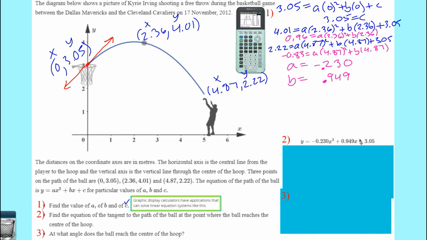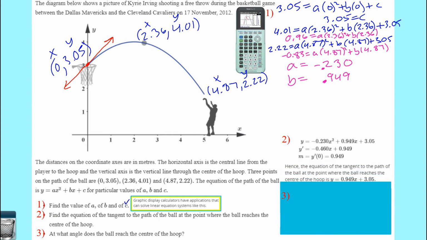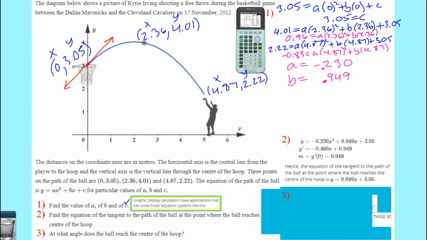If I want to find the slope at any point on this equation, I find the derivative. So I do the power rule. So this is my slope, and I want my slope at this point. So I'm going to plug in my x value, which is 0. I plug in 0, and I get 0.949. That's my slope. So now I've got my slope and my y-intercept. Well, now I've got my equation of the line. y equals mx plus b.